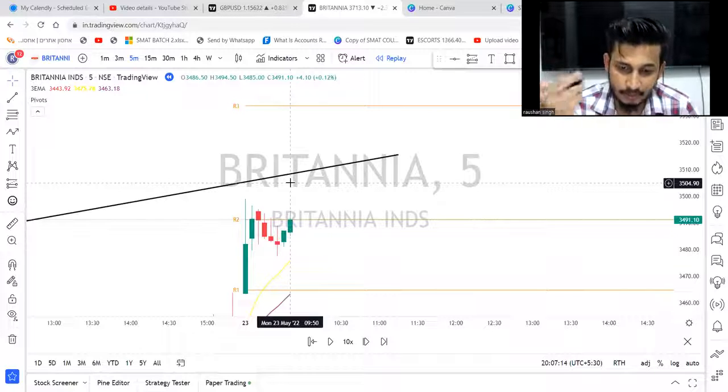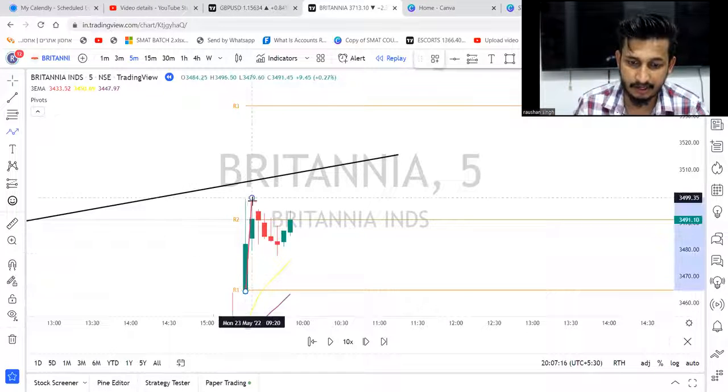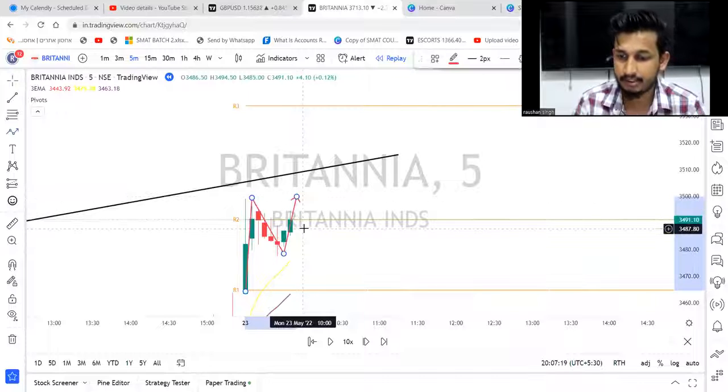Someone is saying yes, what do you want? The retest? Retest is already done, right? Market went up, came down, it is going upside. A good bullish candle is there. What is the problem?